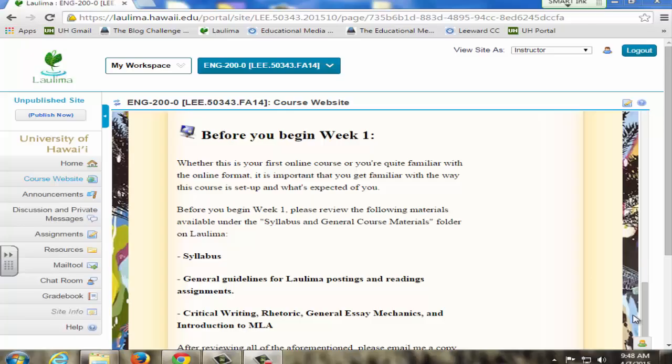Students are made aware of what will be required of them as well as what will be expected of them from the start of the course. Before the first week of the course even begins, students are asked to review several important resources in order to get familiar with what will be required of them.